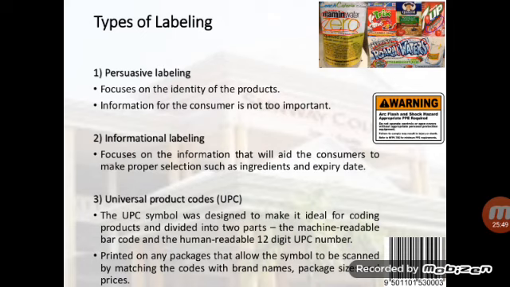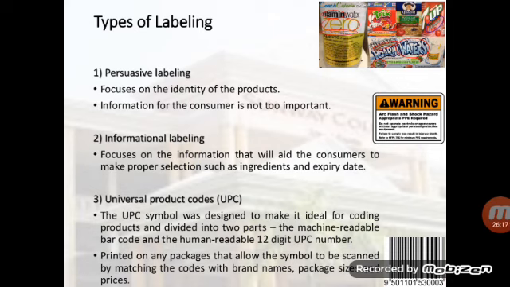Have you seen the label which is to identify the product alone? Maybe the brand or the name of the product is printed bigger as compared to the information or the content of the product. So that is persuasive labeling. You see here, all these are examples of persuasive labeling where the name of the product is printed in a bigger font as compared to the information.